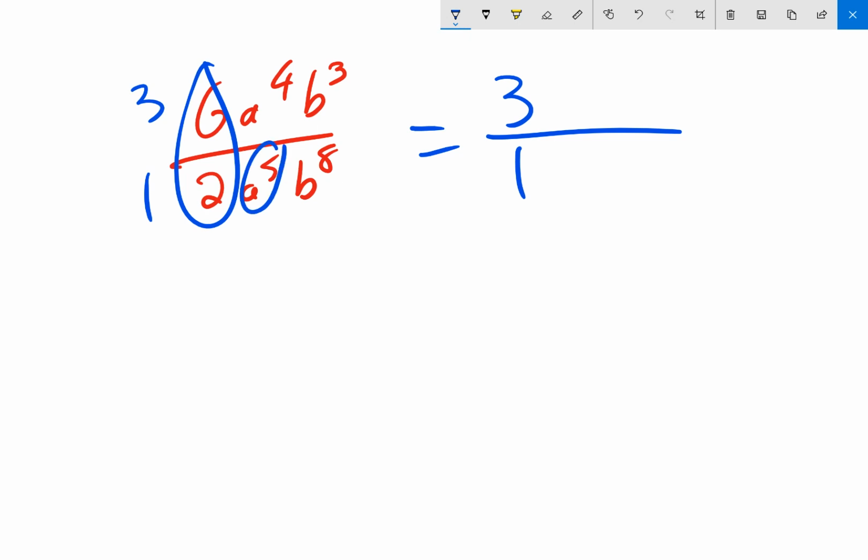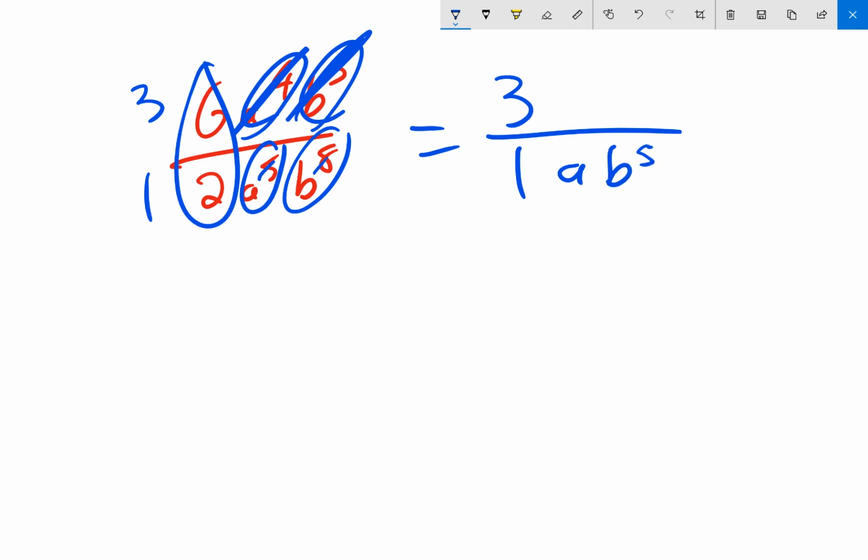You have 5 a's on the bottom, 4 a's on top. So these 4 are going to cancel out, and you're going to have 1 a left on the bottom. And then 3 b's on top, 8 b's on bottom. So these 3 b's are going to cancel out, leaving you with 5 left on the bottom. So your answer should be a 3 on the top, and a, b to the 5th on the bottom.